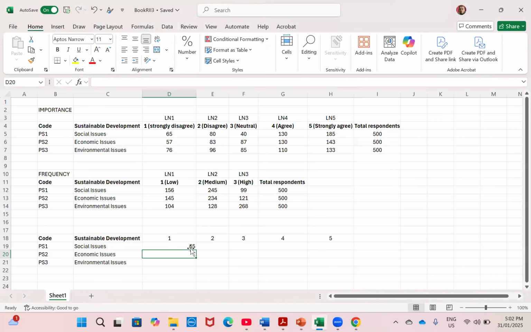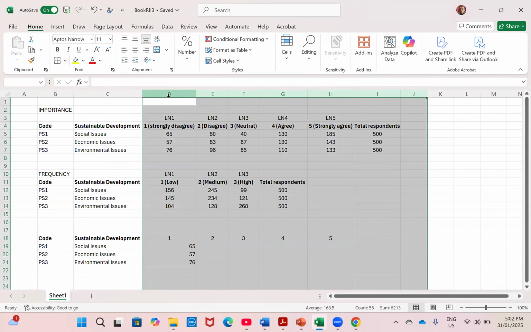Good. And then I do the same thing for the economic issue. So all that you have to do is drag it down. In other words, 57 times 1. If you check, you can see it in the formula bar. 76, okay, for this one. Great. Now we are done with the first one.